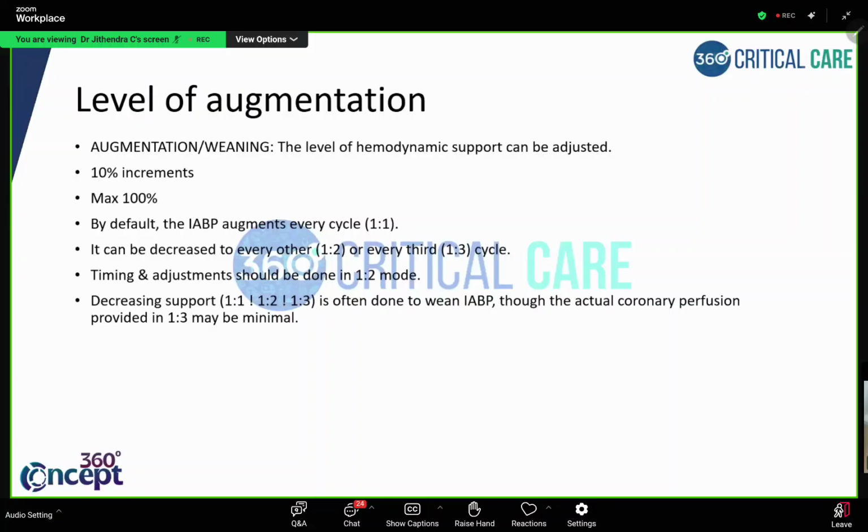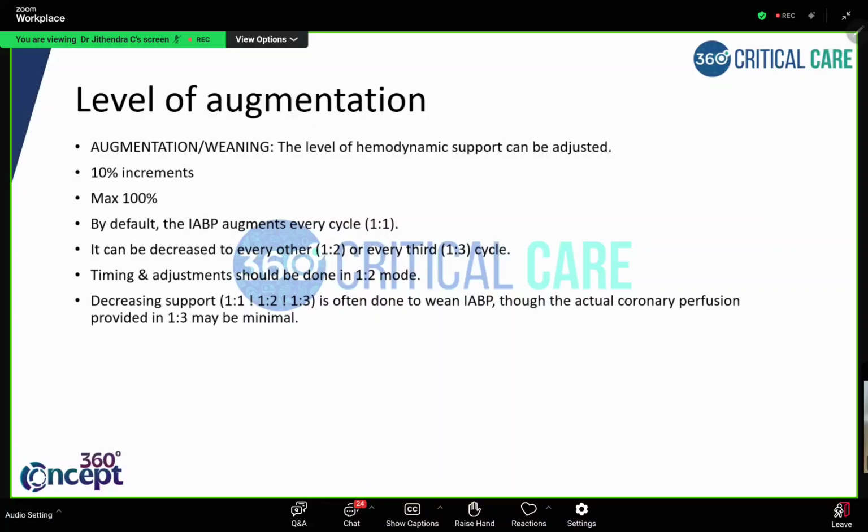Why is this important? It is important because the amount of balloon inflation is what is pushing the blood. The blood is getting displaced, and that is the blood coming back and doing the coronary circulation. That is what is helping your heart function and reducing your afterload. So all this depends upon how much the balloon is getting inflated. That is the level of augmentation. I told you usually we keep it at maximum, 100%.